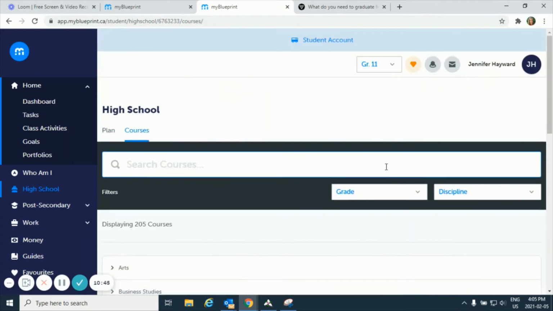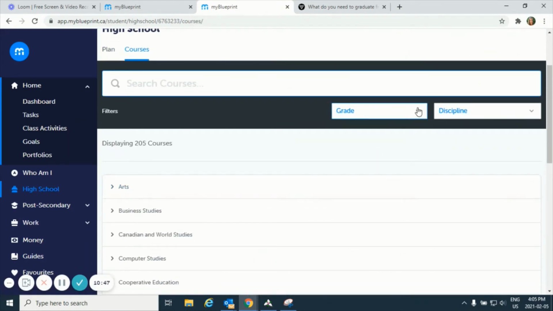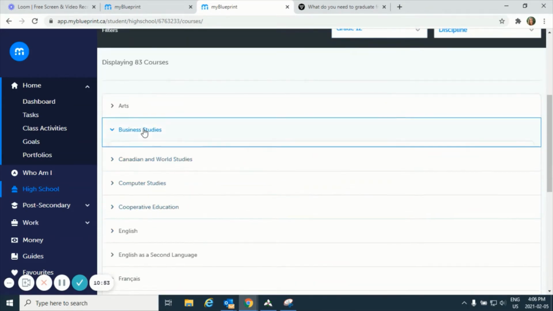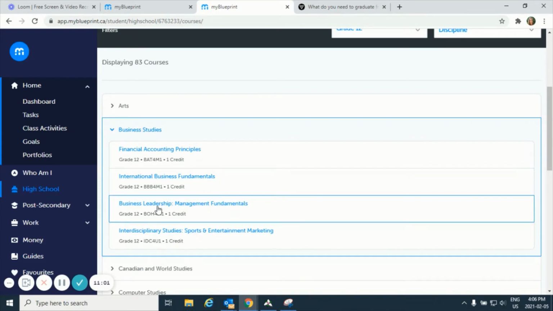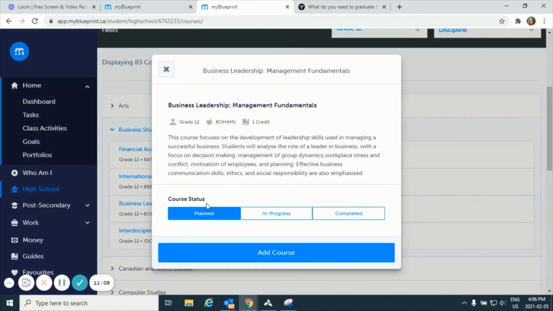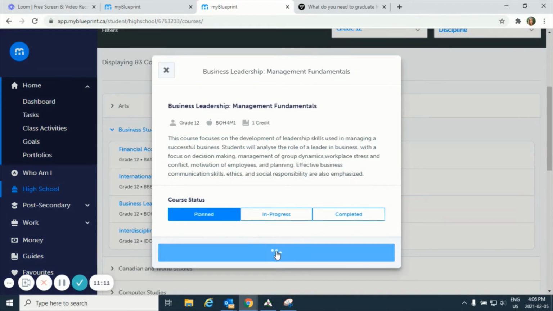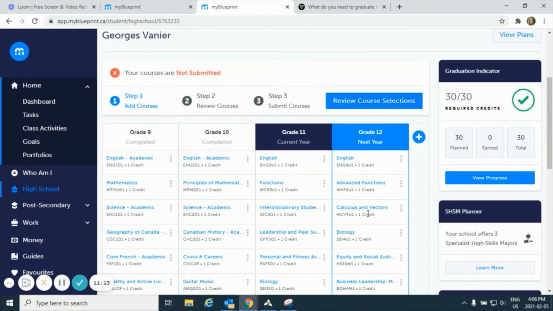Moving right along, I think I'm also interested in trying out something in business. Let's check out courses in the business department. There's grade 12 accounting, grade 12 international business, business leadership, or sport and entertainment marketing. I'm actually really interested in business leadership. I'm going to add this course to my plan.